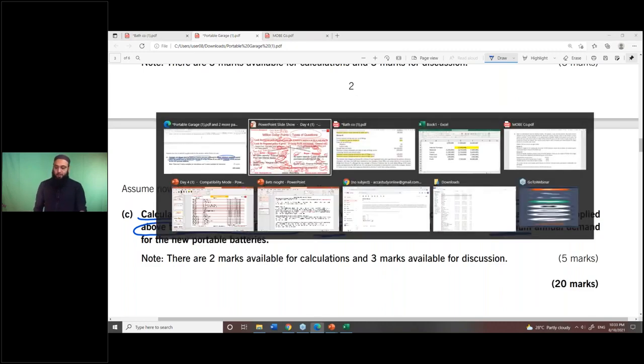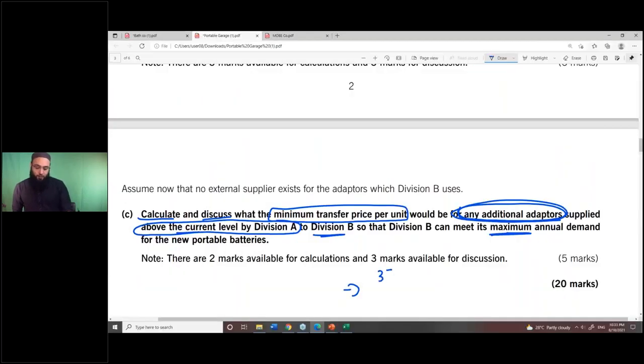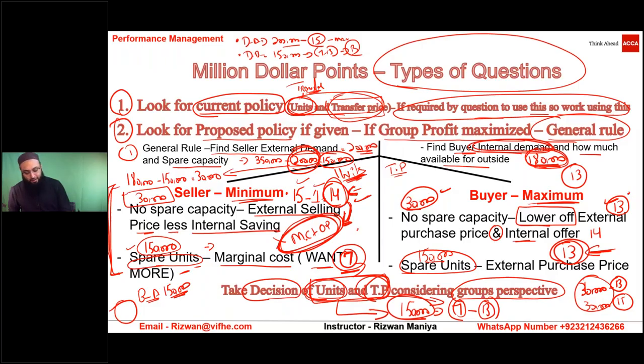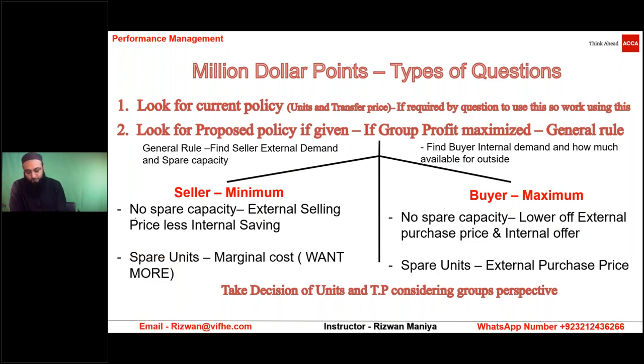Come on, tell me. So right now, 350,000. Right now it is transferring 150,000, right? And 200,000 outside. 150,000 internal. Can you give me the answer? What will be the minimum one? We have already worked out 14. How? See, spare units are 150,000, right? Now, any additional above is how much? 30,000.